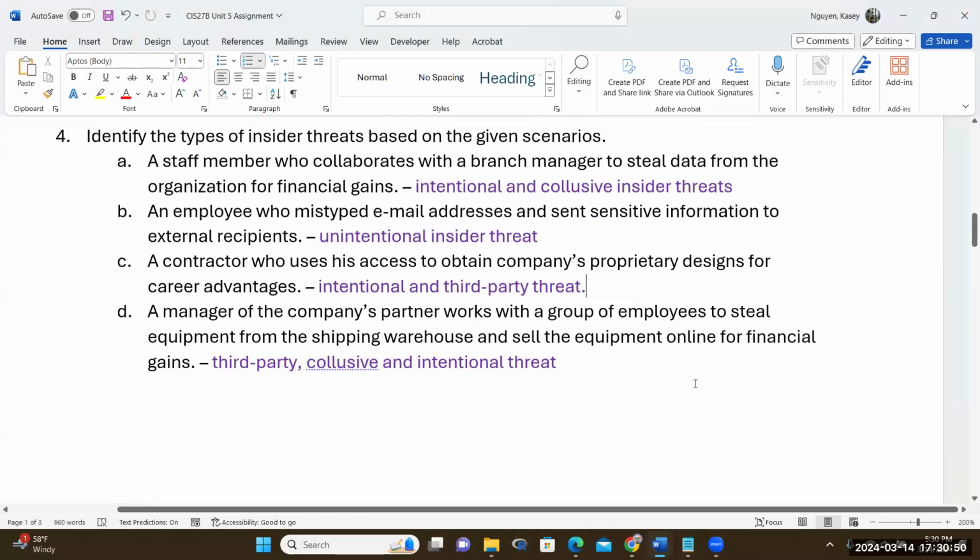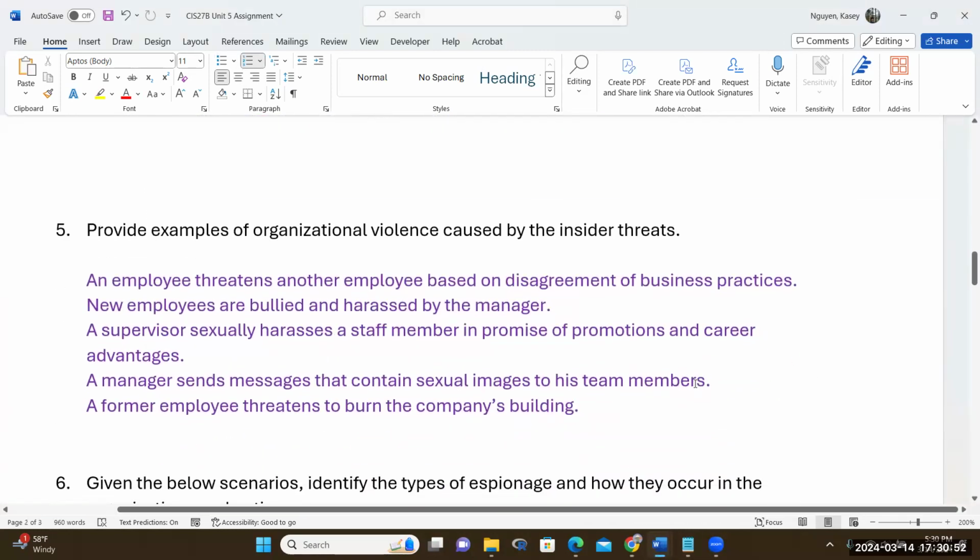Okay. So the next question asks you to provide an example of organizational violence. I'm sure you can think of one, right? The notes already provide you with some of the general ones. So an employee can threaten another employee because they just simply disagree, right? Sometimes people's personalities don't match, and some people would verbally threaten another person or physically threaten another person.